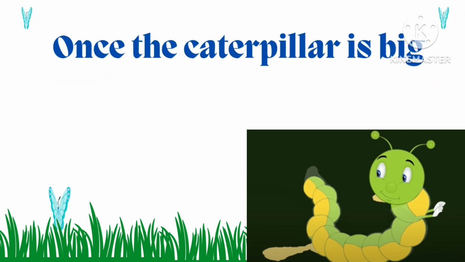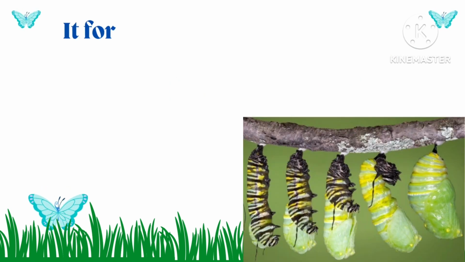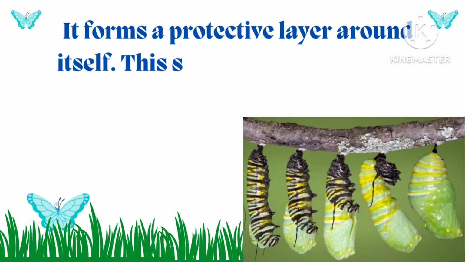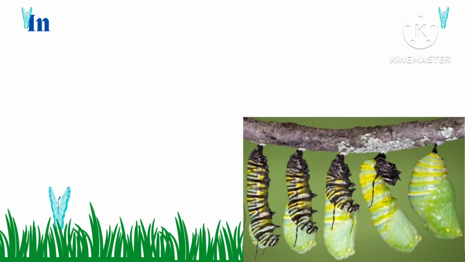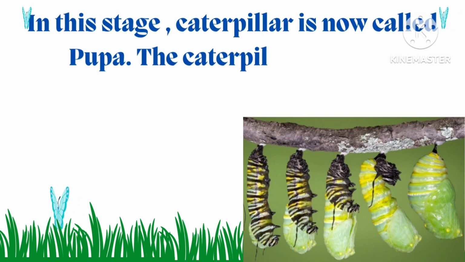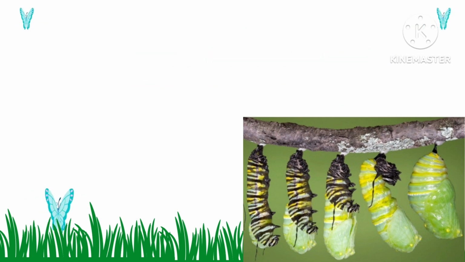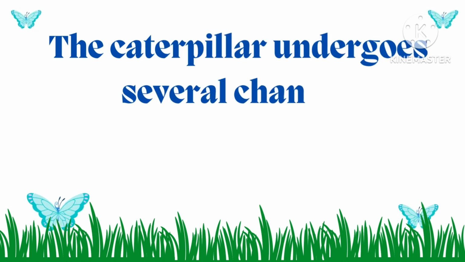Once the caterpillar is big enough, it stops eating the leaf. It forms a protective layer around itself. This stage is called chrysalis. In this stage, caterpillar is now called pupa. The caterpillar remains motionless in this stage. The caterpillar undergoes several changes.